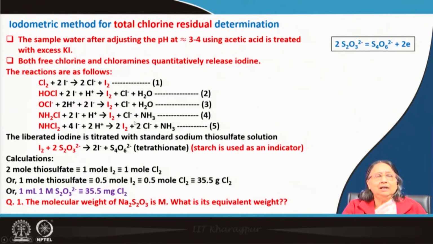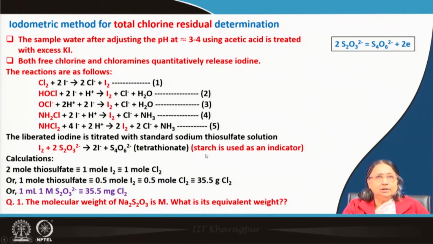Now, to determine the iodine quantitatively, how can we determine it? Everybody knows, it is titration with sodium thiosulfate, Na2S2O3. When it is titrated, the balanced equation is shown, and tetrathionate, S4O6 2 minus, is formed. And what is the indicator here? It is starch.